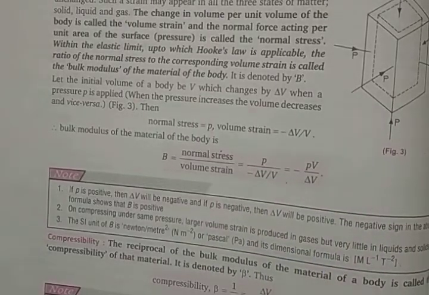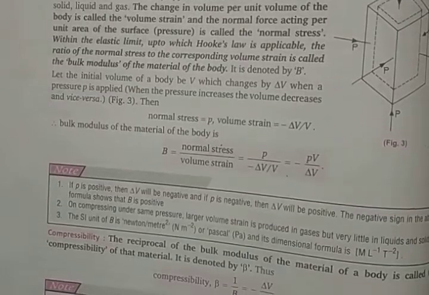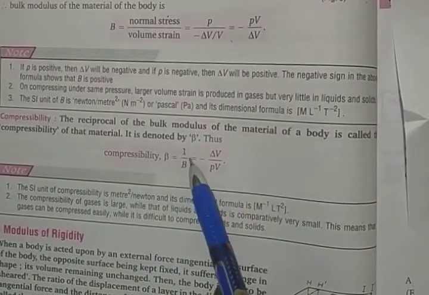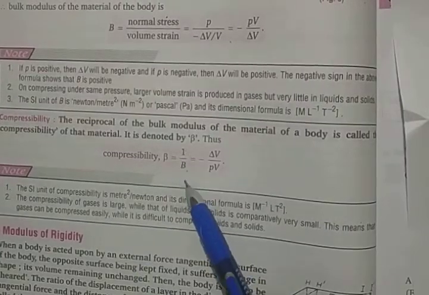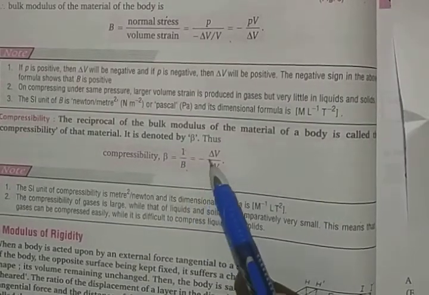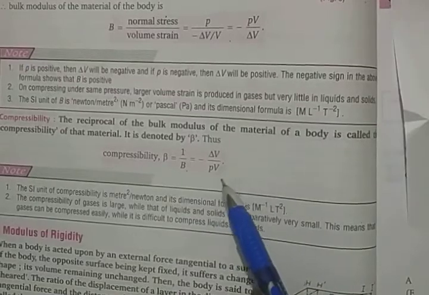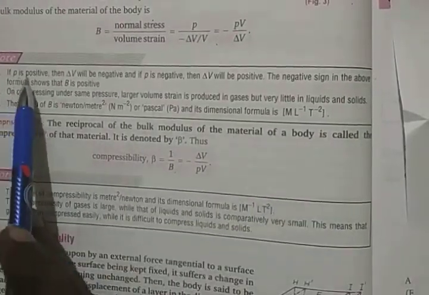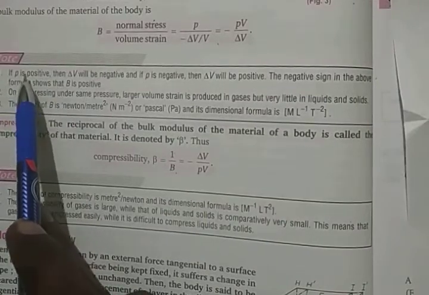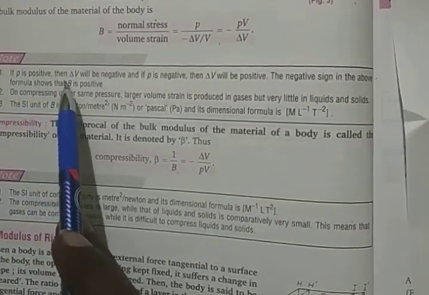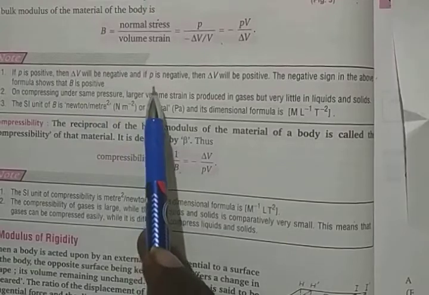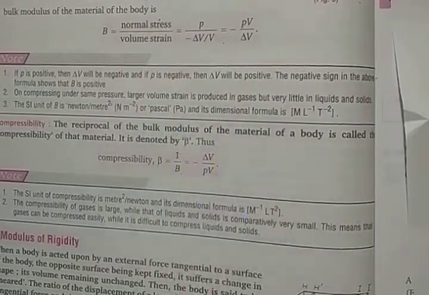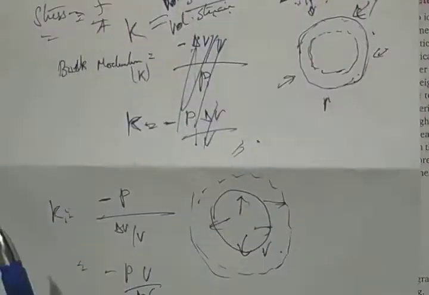Now look at this one, compressibility. What does compressibility mean? Compressibility beta is going to be equal to 1 upon B, 1 upon bulk modulus, which is going to be minus delta V upon PV. So the note says if P is positive, the normal stress is positive and delta V is negative, and if P is negative, delta V will be positive. Now that's what I said already.